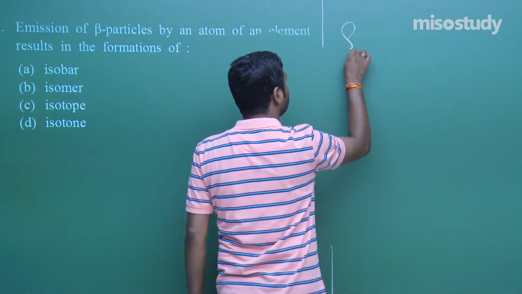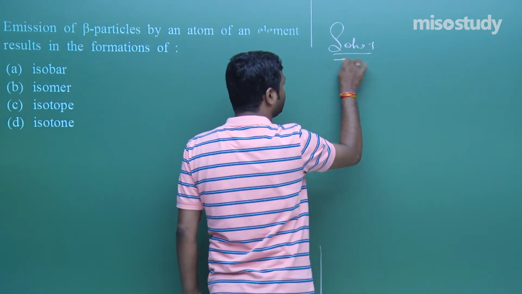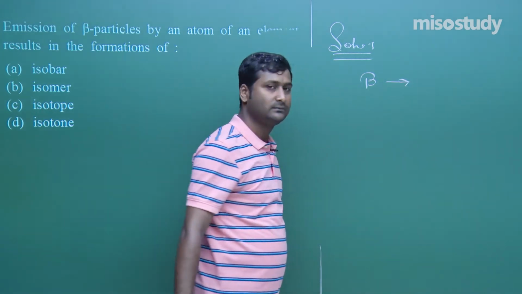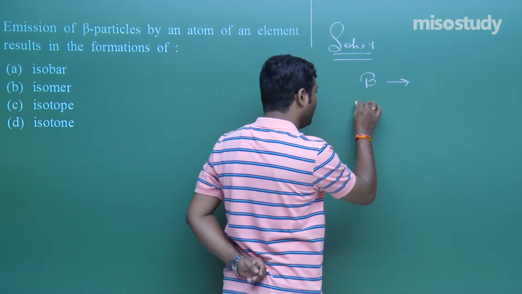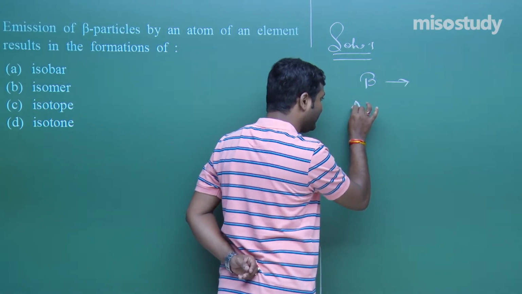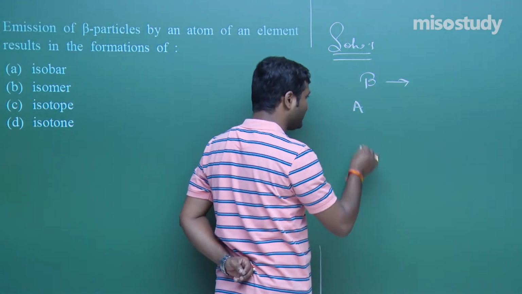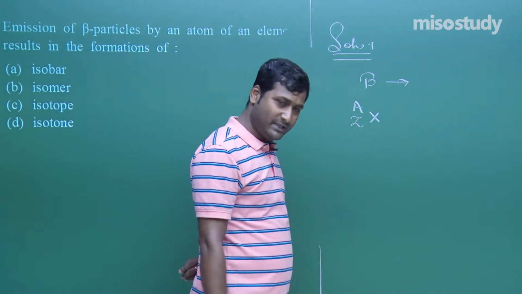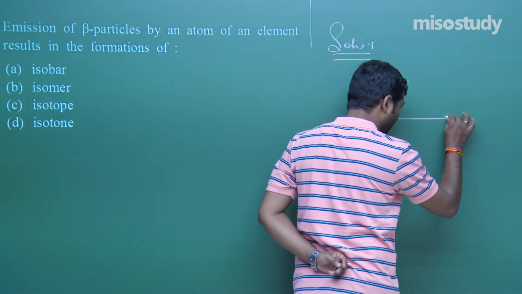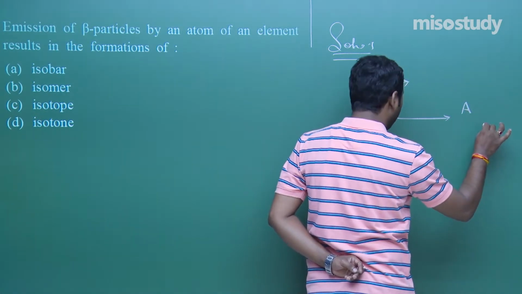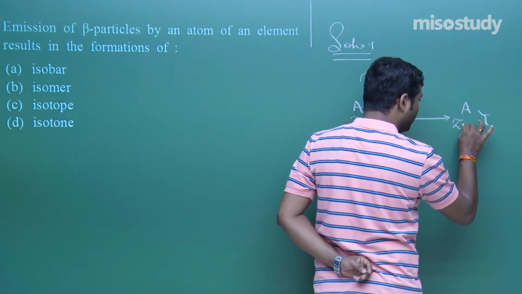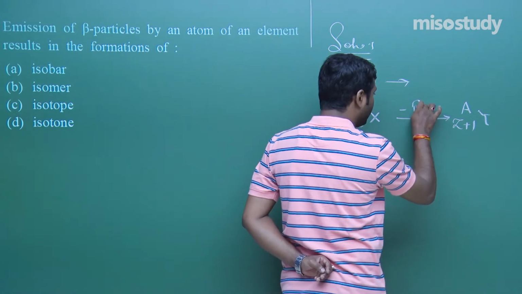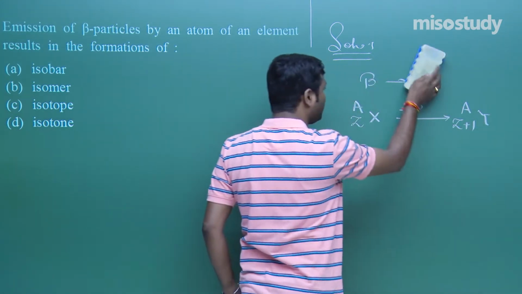That is the solution of this question. As we know, if a beta particle is emitted, what will happen? If a parent atom, or you can say nucleus, has mass number A and atomic number Z, the emission of a beta particle leaves the mass number unchanged, but the atomic number increases by 1 due to the emission of one beta particle. This is the general concept, my friend.